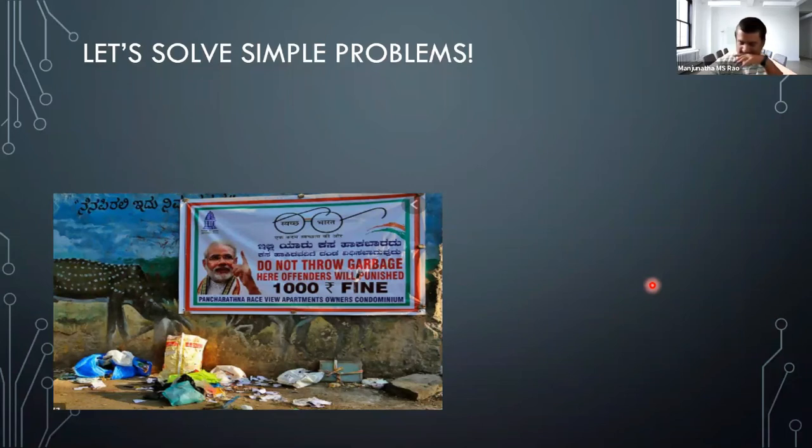Another approach I have seen people use is, instead of putting up that Modi banner, maybe put some God photos or statues there. People will stop because they're so afraid of God, and throwing garbage in front of God is unthinkable. So essentially, there is no one solution to a problem. We should experiment, try, and figure out what works in that particular context.